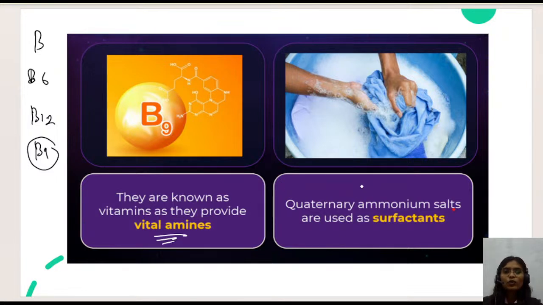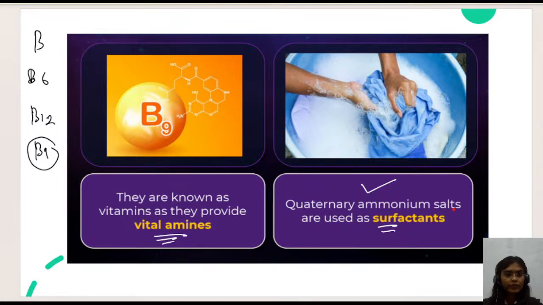And the next one is what? Quaternary ammonium salts are used as a surfactant. Okay, I'm not saying it's a solution, it's a surfactant. Surfactant is simply a surface acting reagent, or in layman's language, the detergent powder which we are using right now for washing clothes, right? Because right now, I guess no one is using soap frequently because of the hardness of the water. Okay, so that's it. Now let's continue further.